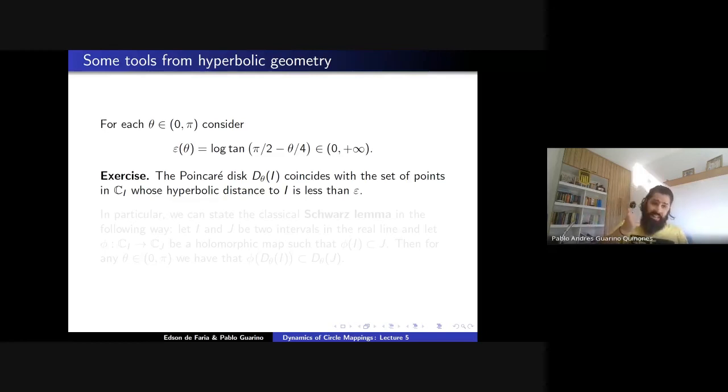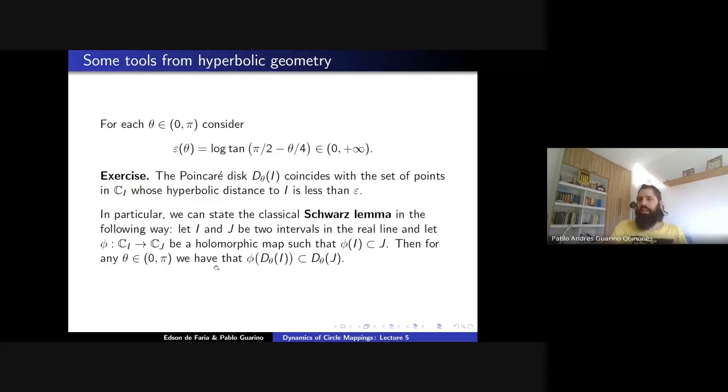And then if you translate this lemma to this language that we have introduced, you get the following. Now you have two intervals, I and J, which are real intervals, and you will have a map that maps I to J. For us, it is a branch of some one-dimensional dynamics. But this is the important part here: the holomorphic extension of your map is globally defined in the whole CI. This is an important part here, okay? So you have your interval, and your holomorphic map is globally defined.